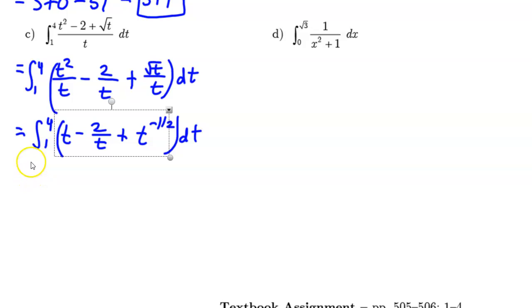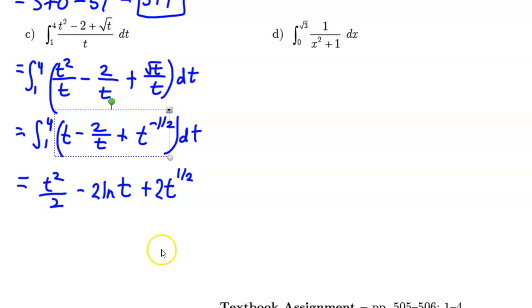So now all I need to do is just take the antiderivative of each term. So the antiderivative of t is t squared over 2. The antiderivative of 2 over t. Well, do you remember what kind of function has a derivative of 1 over x? Yes, it's ln x. So the derivative of ln t would be 1 over t. So basically I've got 2 ln t here, right? Because again, the derivative of ln t would be 1 over t. So there's our minus 2 over t. And then what would this be? It would be plus t to the add 1 to that half divided by half, which would just be 2. Okay, and then all of this is evaluated from 1 to 4.